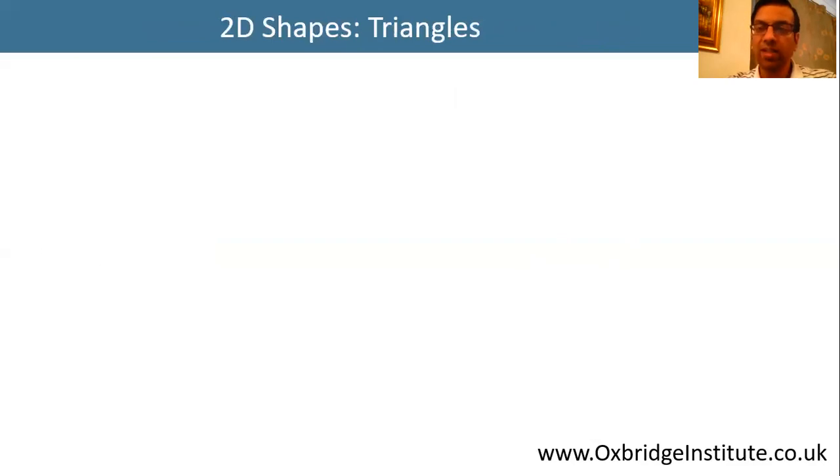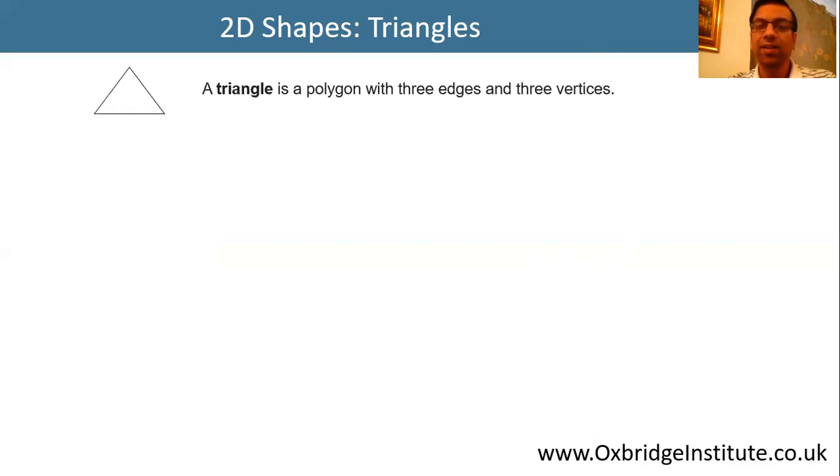Coming to the next shape, which is a triangle. This is a triangle. A triangle is basically a polygon with 3 edges and 3 vertices. There are some important definitions regards triangles. Let's move on to those.